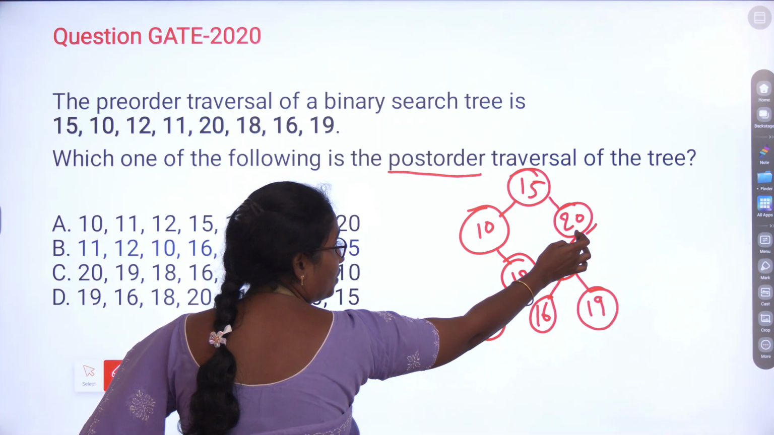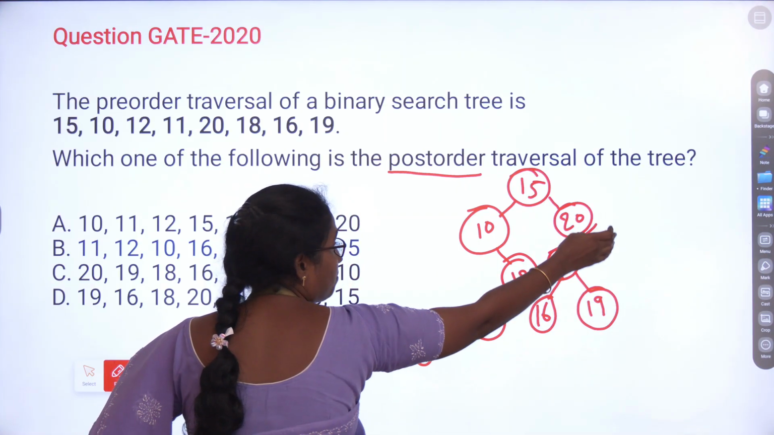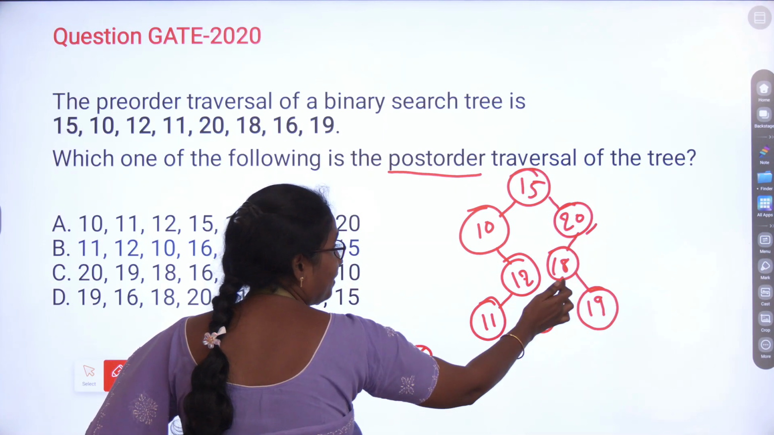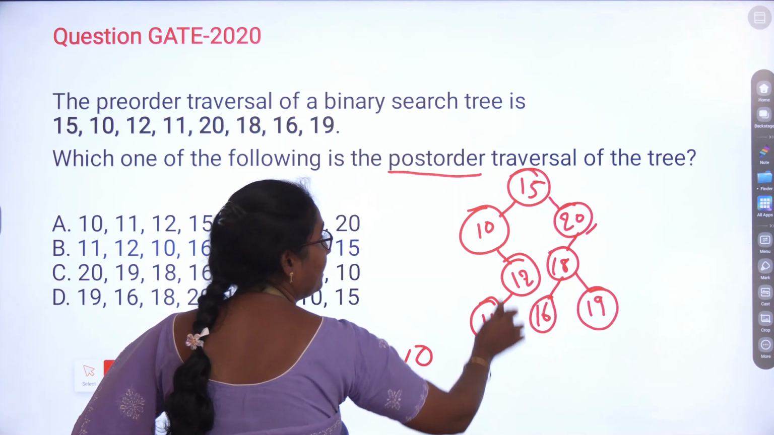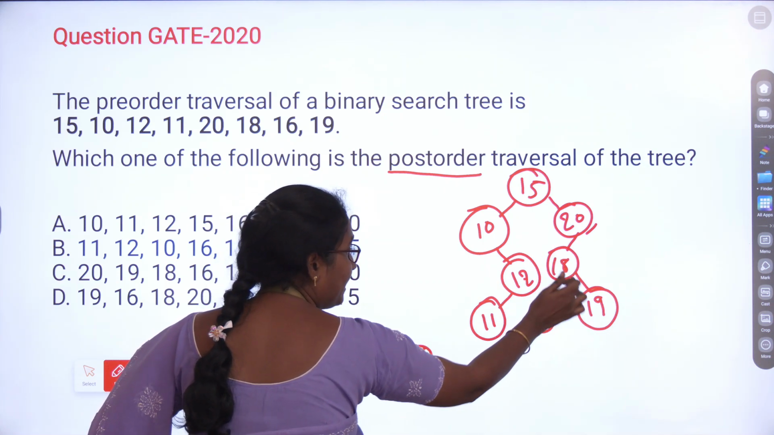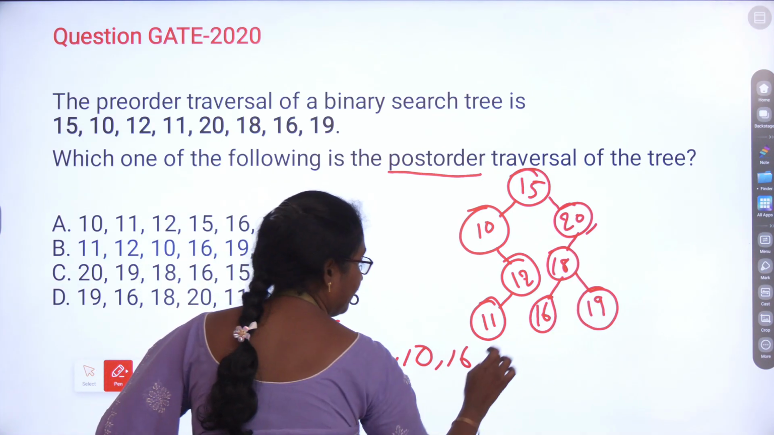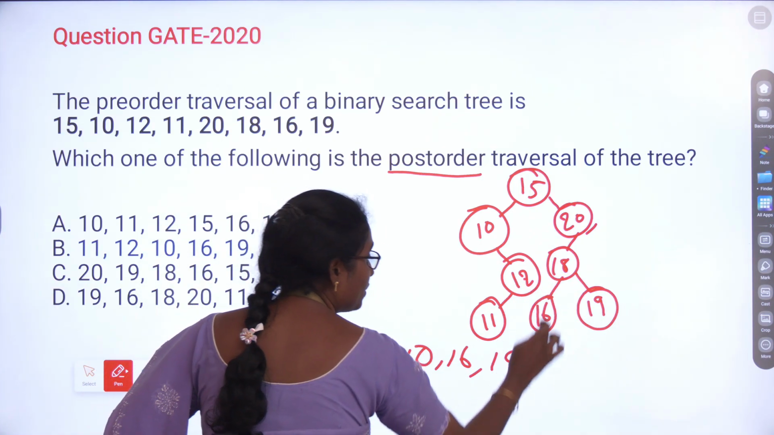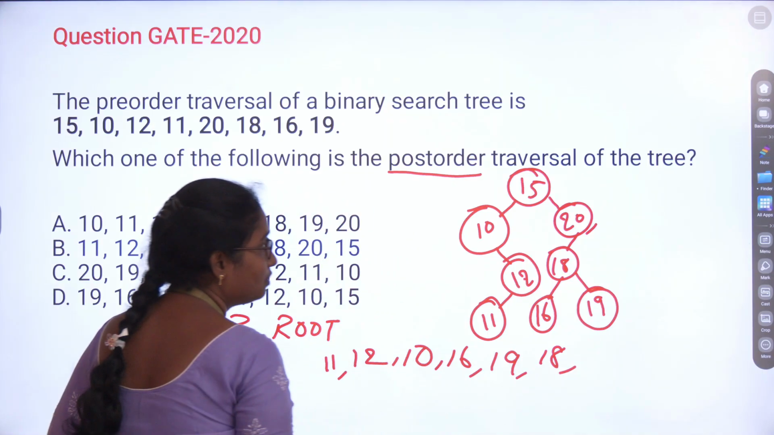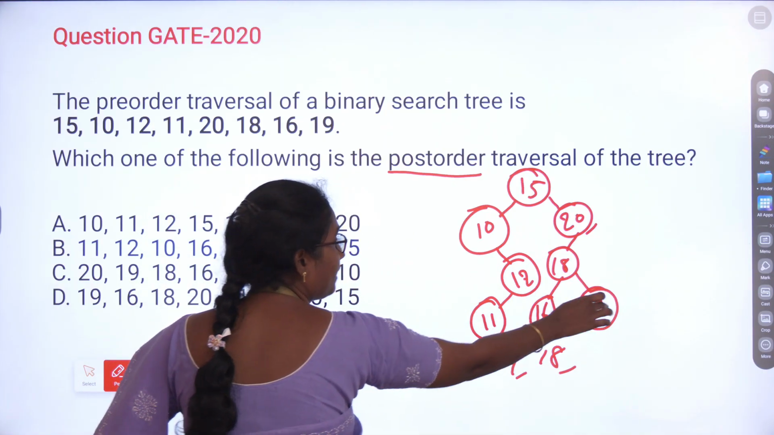The right part is 20. Again the 20, it's a subtree. For this subtree, what is left? 18. So 18, again it's a subtree. So for 18, what is left? 16. What is right? 19. What is root? 18. So for 20 the left part is over.